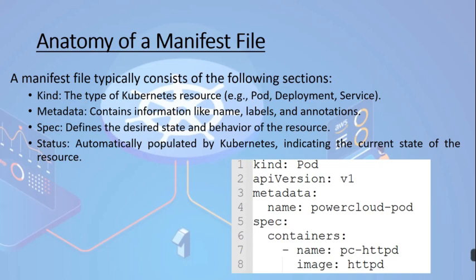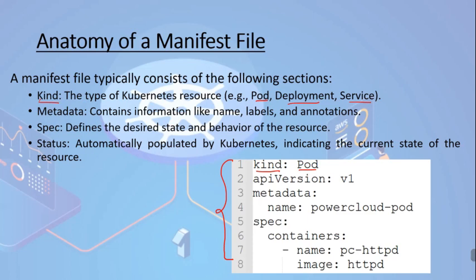Anatomy of a manifest file. A manifest file typically consists of the following sections. Kind: the type of Kubernetes resource, like pod, deployment, or service. You can see here how to write a Kubernetes manifest file. Here we can see the kind. Kind is pod, which means the resource we are using is a pod, or instead of pod we can also use deployment or service. But in this case we are using pod.